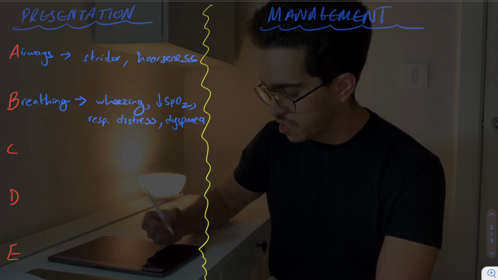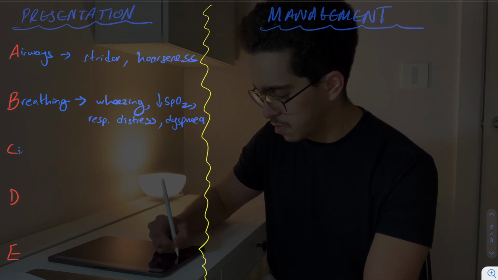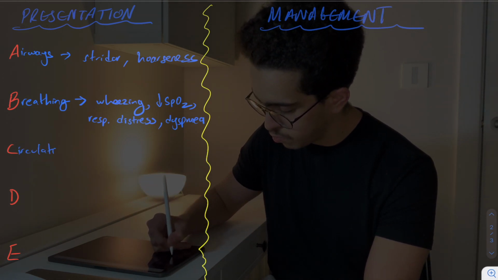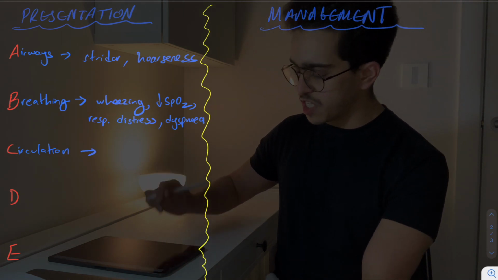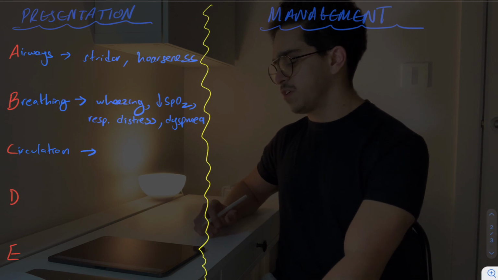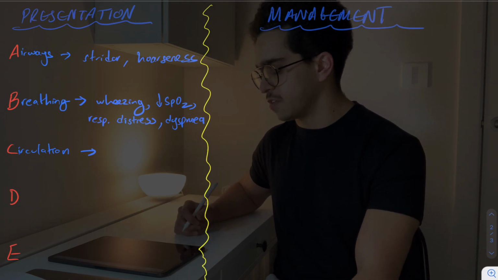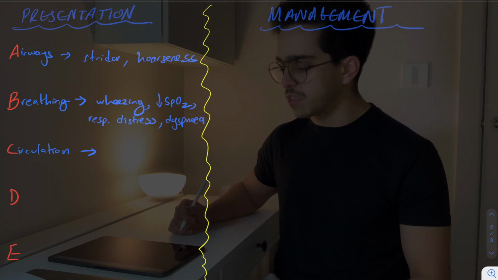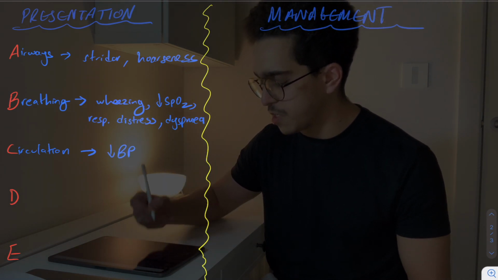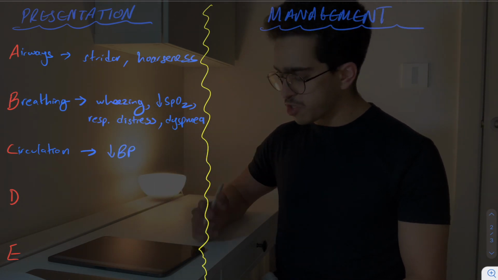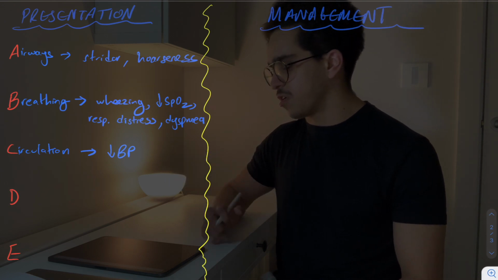Now on to C. C is for circulation. What are we going to see? We said that there's going to be vasodilation in the blood vessels of the patient. How is their blood pressure going to be? As we just said, the blood pressure is going to be low. So if the blood pressure is low, what's going to happen to the heart rate?